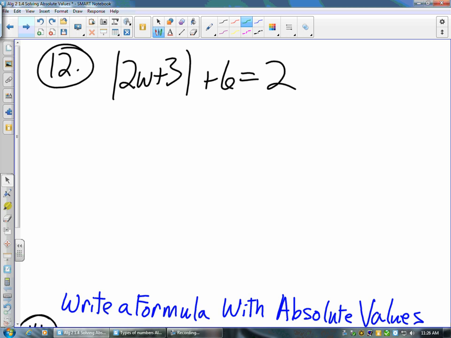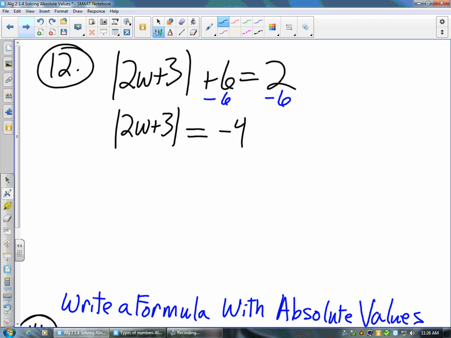Now, one thing that's really important is that before you split into two cases, you have to make sure that the absolute value is the only thing on that side of the equal sign. So when I'm given this problem, I need to make sure that +6 is on the other side. So let's -6 to both sides. -6 to both sides of the equation. That leaves me with the absolute value of 2w plus 3 equals, and then what do we have? A minus 4.